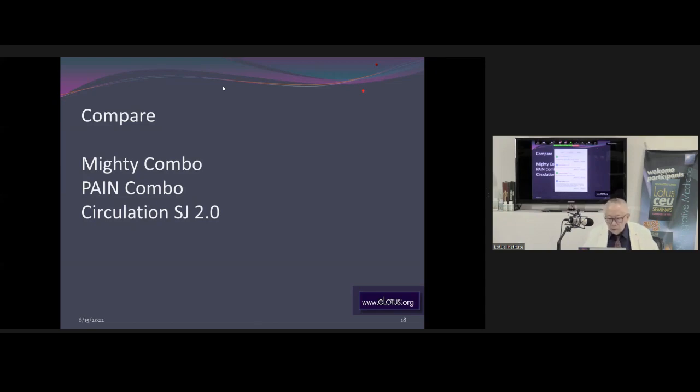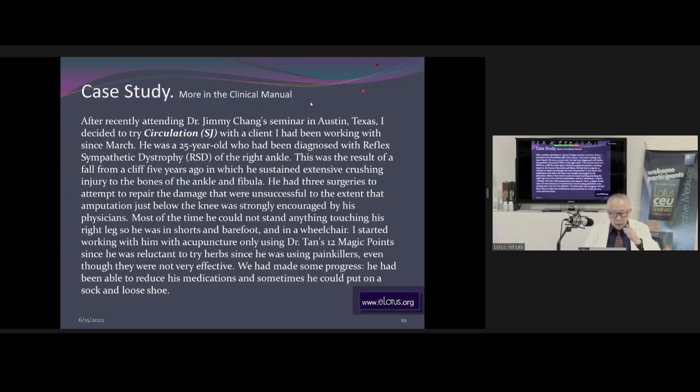Cystinuria, never heard of it. This is Chinese medicine. This is not a medical school. This is a very clinical manual. You can read it by yourselves.